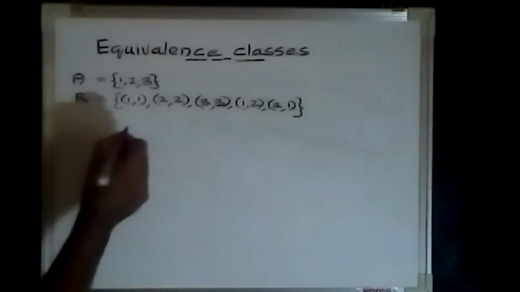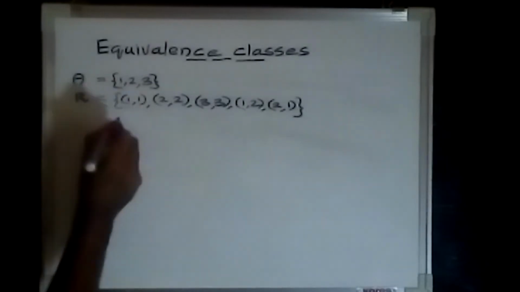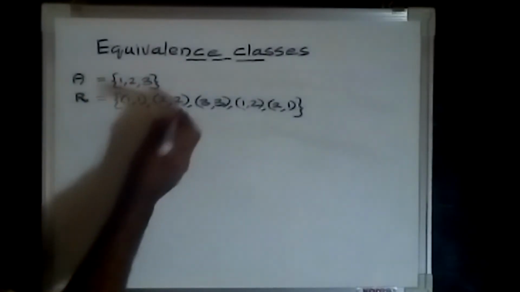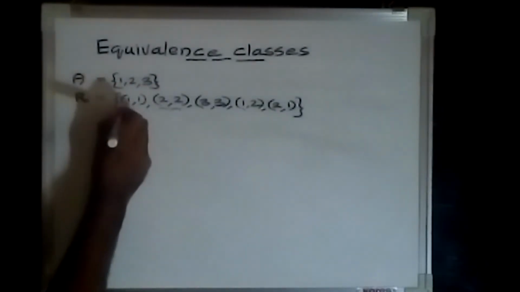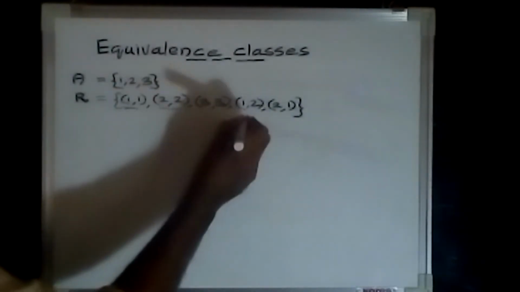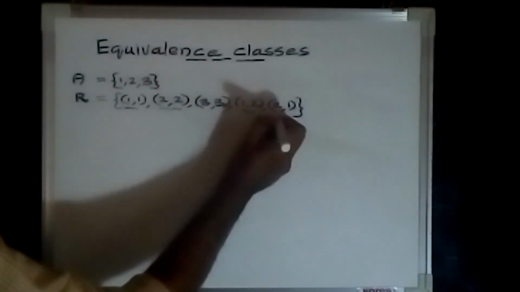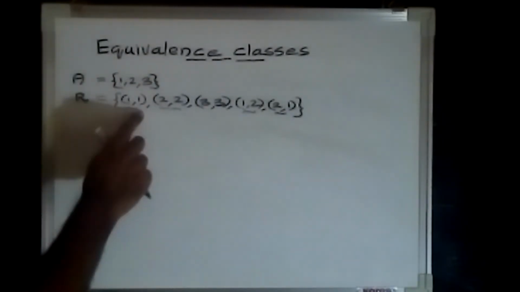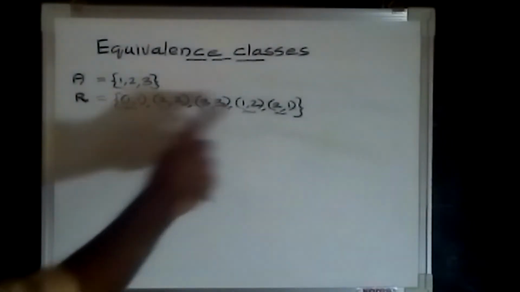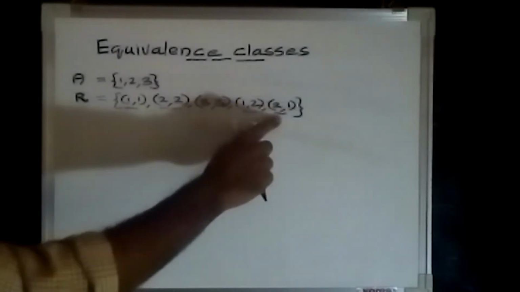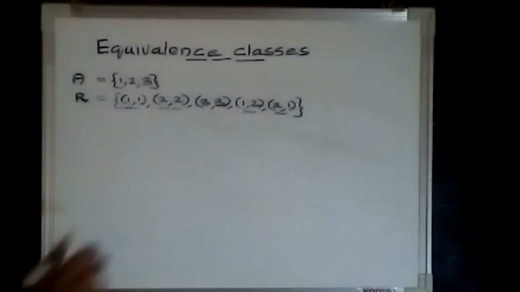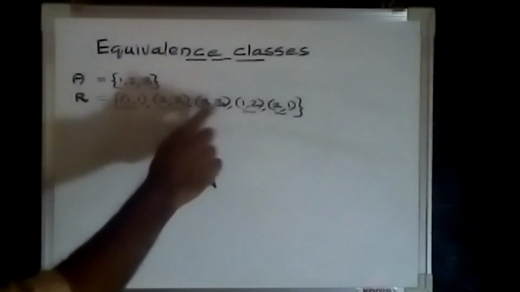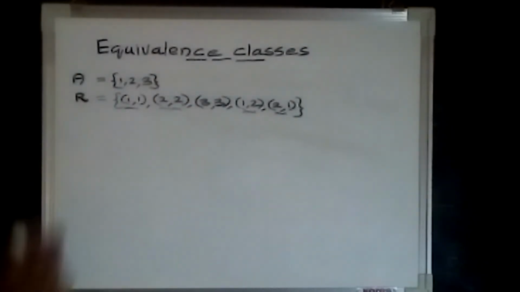See, here the element 1 is related to 1, 2 is related to 2, 1 is related to 2 and 2 is related to 1. Thus, there is an interrelationship among the members 1 and 2. But 3 is an isolate. 3 is related to 3 only.